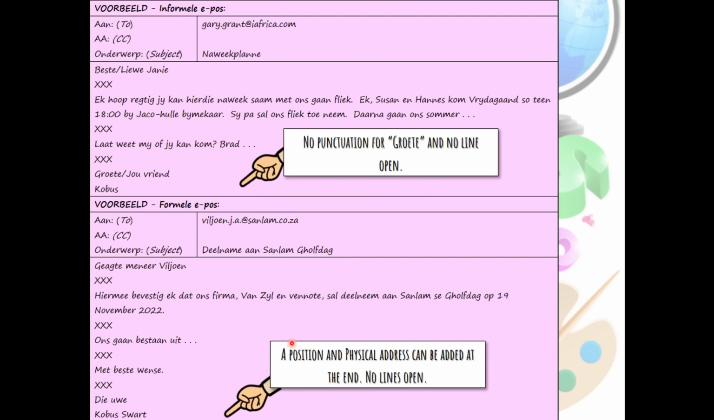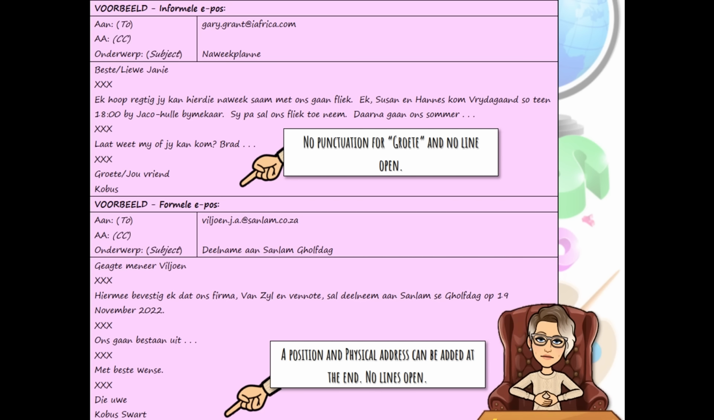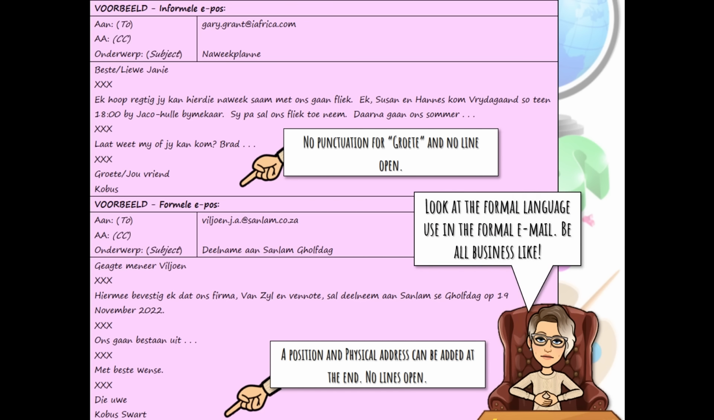For your formal email, same, everything at the top will be exactly the same, but now look at the words that change. Suddenly, you have geachte instead of liewe, and you have met beste wense and die uwe at the bottom. Okay, a little bit more formal, but that is your format. Please study it and do not write to, CC, and subject. You will lose marks.